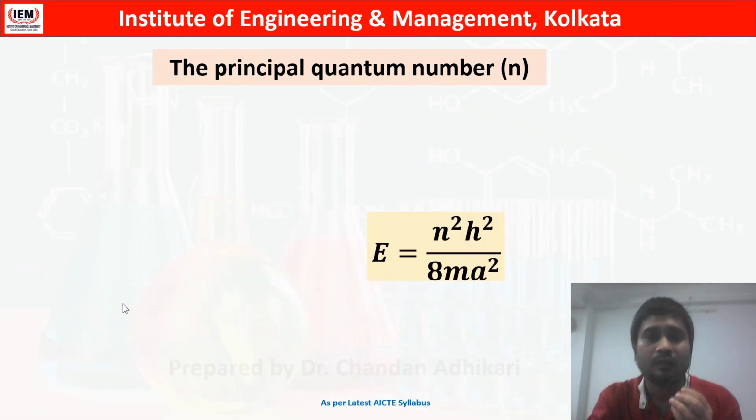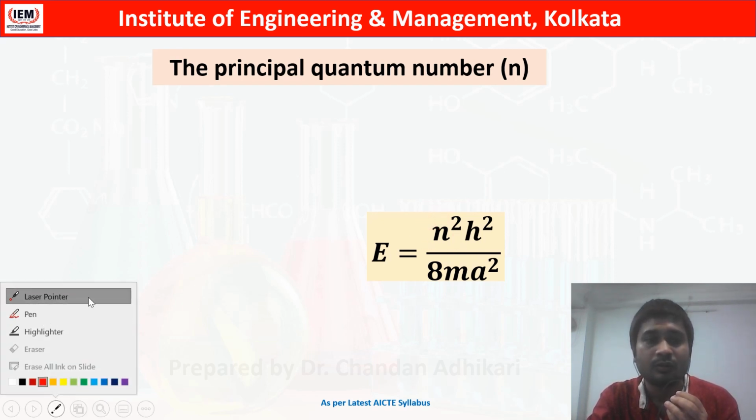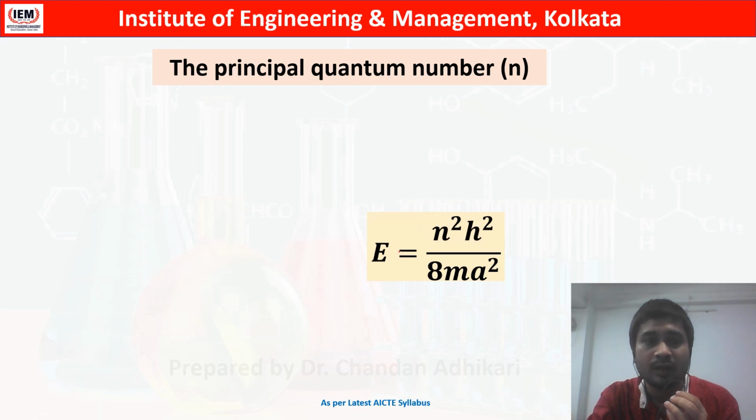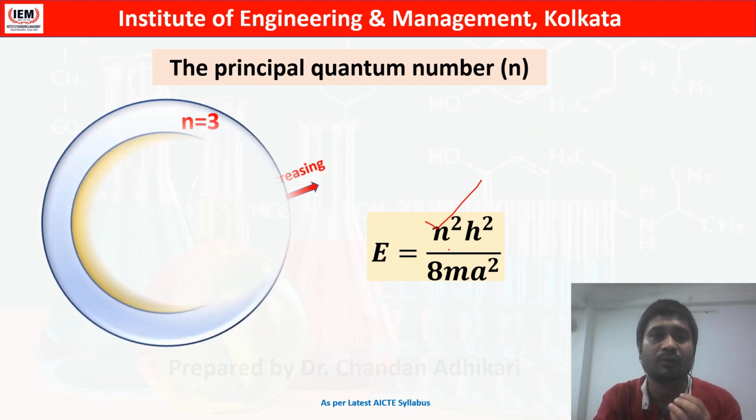We all know, after solving the Schrodinger wave equation by taking the particle in a 1D box concept, that the energy of the electrons E equals n square h square by 8 m L square. So this n is actually the principal quantum number. n is an integer and this is the principal quantum number.